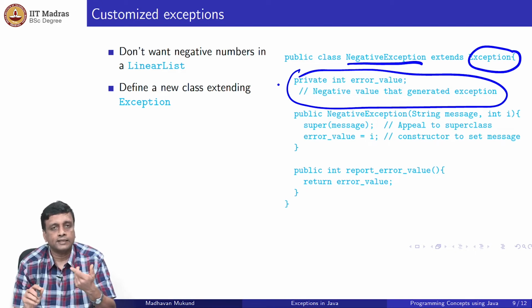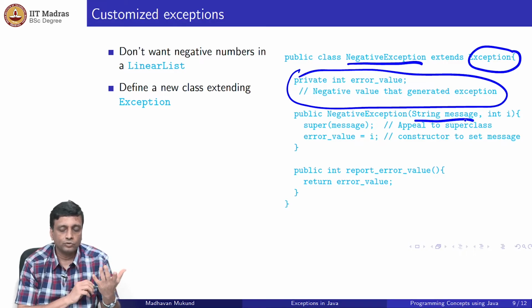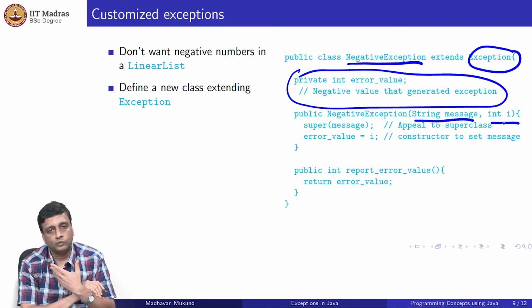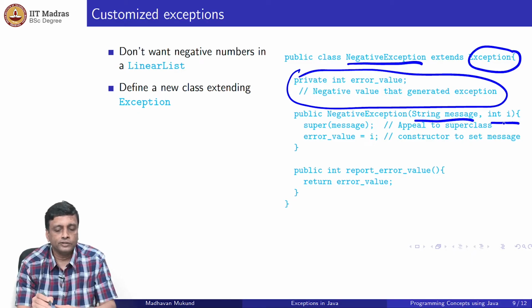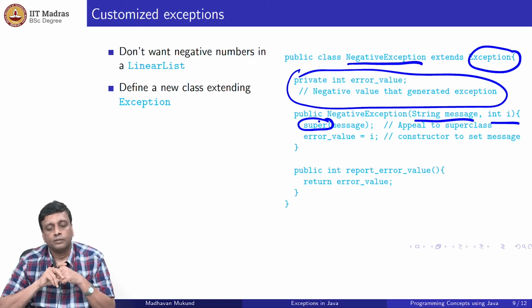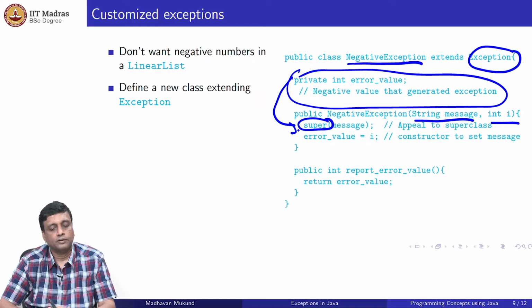When we construct an exception of this type, there are two things. One is the message that is to be printed to the user, and the other is the information about what negative number created it. In order to get this exception to incorporate the message, we just call the super type constructor, the constructor associated with Exception, and we put this message there. And then because we have this information, we set this error value to be i, the value that you created.